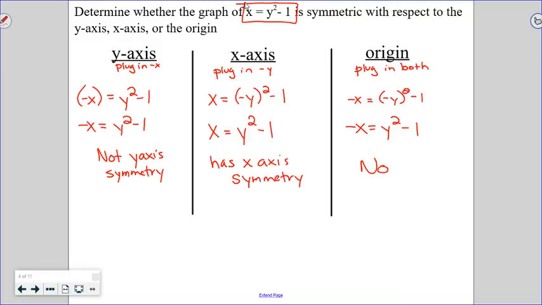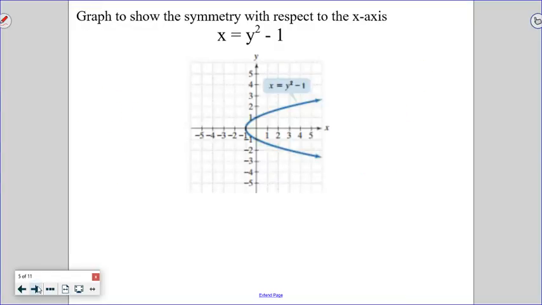All right, I do want to look at a picture of that equation. Here's the graph of what we were just working with, x equals y squared minus 1. Can you see how we said that it had x-axis symmetry? Do you see how that line runs exactly through the middle of our picture? If I were to fold it over that line, it would match up exactly with itself. So you can connect the visual to what we just found algebraically.